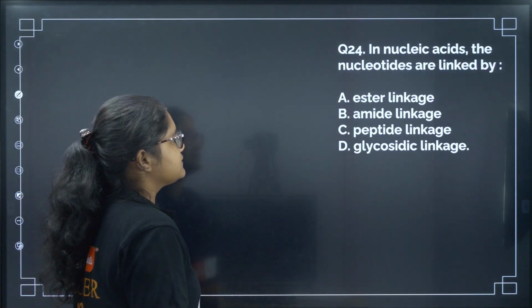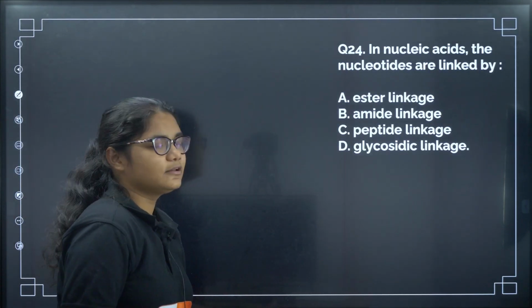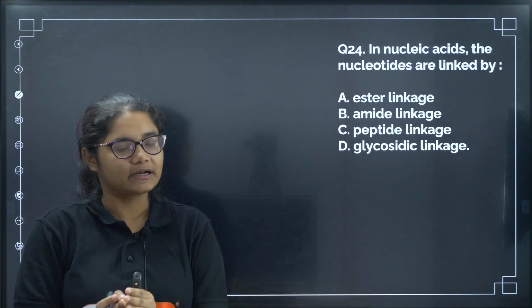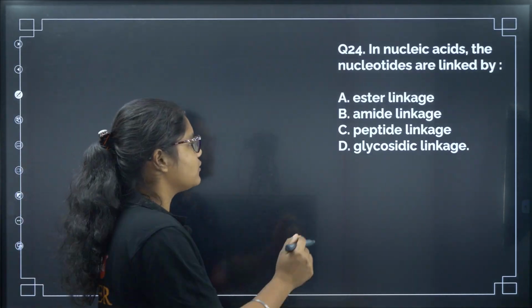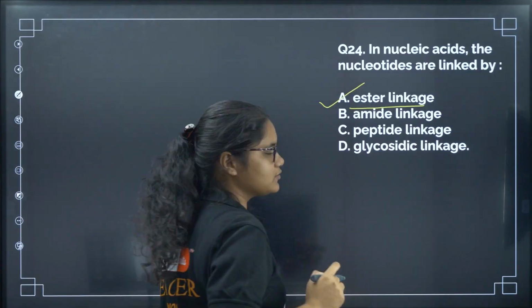Next, in nucleic acids, the nucleotides are linked by. So again, in nucleic acids, the nucleotides are linked by phosphodiester linkage, or we can say an ester linkage. Correct answer is option number A.